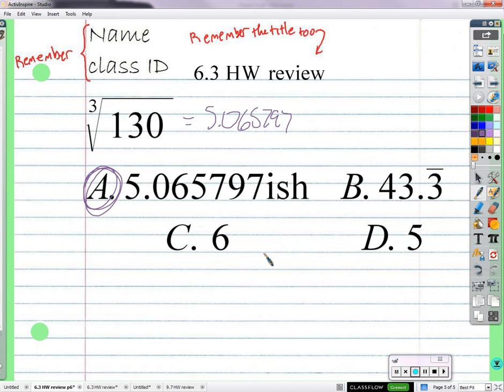5 times 5 times 5 is 125. It just so happened that was on the homework question that you asked, right? The third root of 125 is 5. 5 times 5 times 5 is 125. Just a little bit smaller than 130.